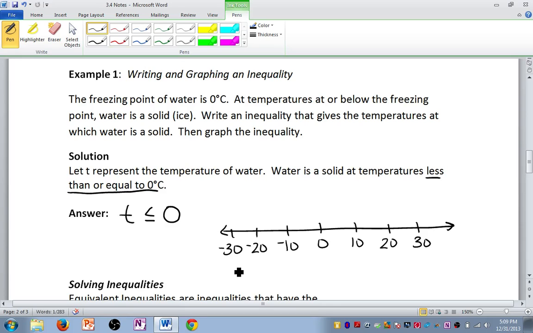And if I'm graphing this, I again want to show that T can be not only less than 0, but it can also be equal to 0. Because I have this symbol, I'm going to use a closed circle at the 0. That's showing that T can be equal to 0, but T can also be less than that. So any number less than 0 would include all of the numbers to the left of 0 on the number line. And that's how we can graph.